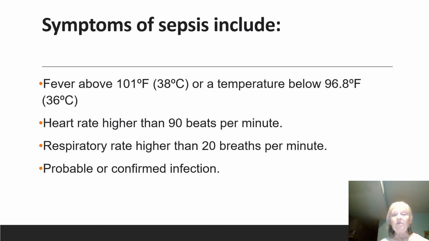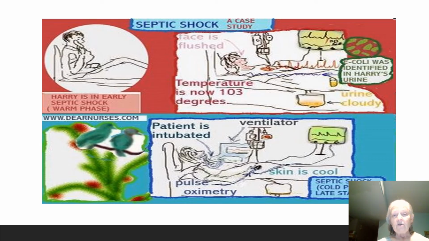So here's some of them. The fever above 101, temperature below 96.8, your tachycardic respiratory rate, and then if you have a probable or confirmed infection, take 2 of those and you do have sepsis. And there's a case study, as you can see. Harry started off in the warm phase. His temperature went up and they had E. coli, okay? And they found it in his cloudy urine. And then unfortunately he ended up on a ventilator and his skin had turned cool and he was now in the late stage of it.